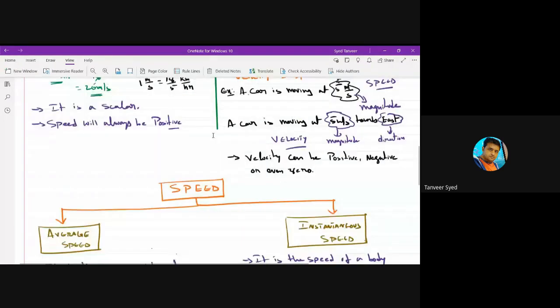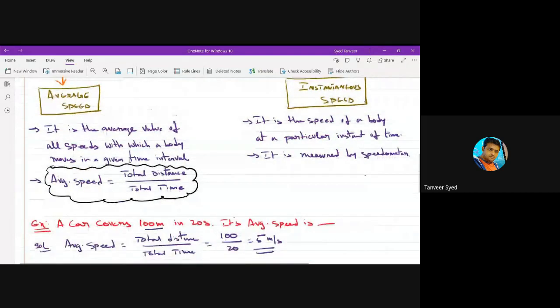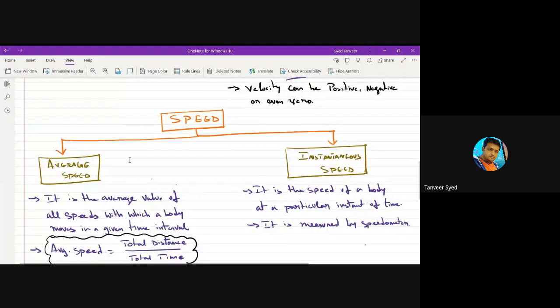If you include direction along with magnitude, then it will be velocity. If you don't include direction and give only the magnitude of how fast a body is moving, then it is speed. And speed can be described in two ways: one is average speed, and the other is instantaneous speed.